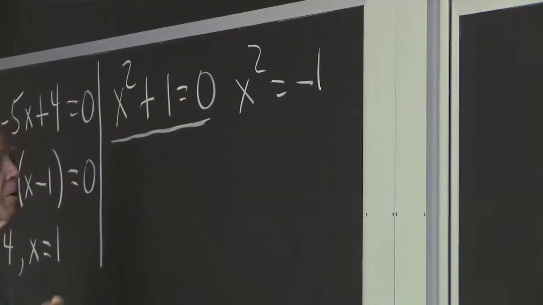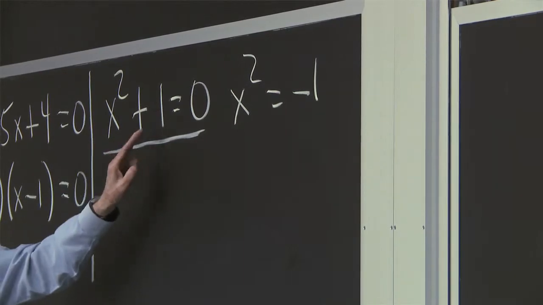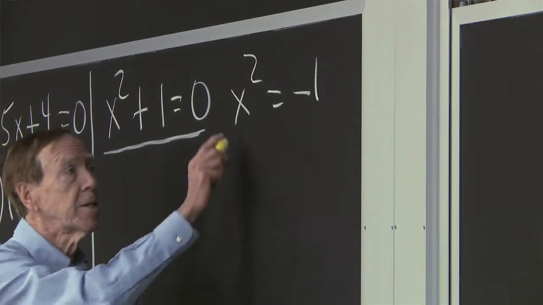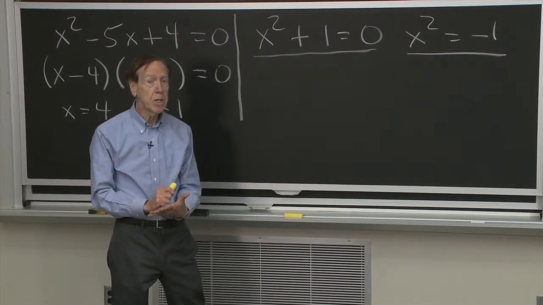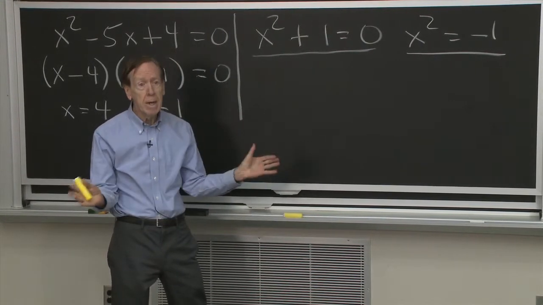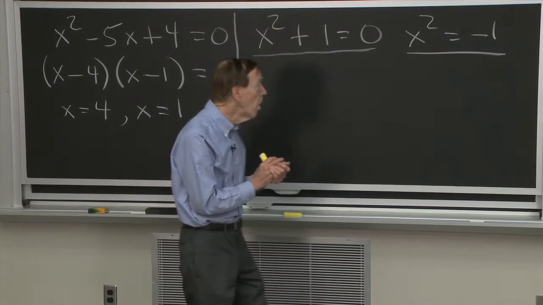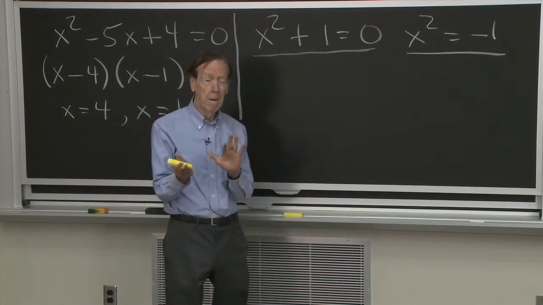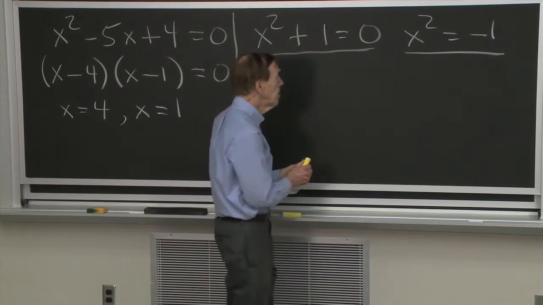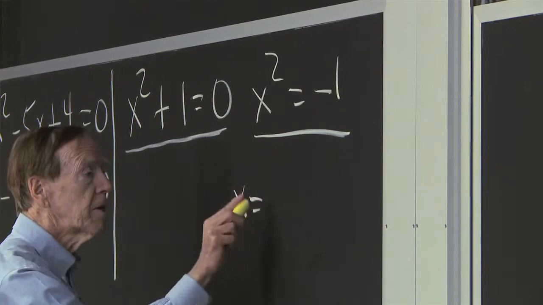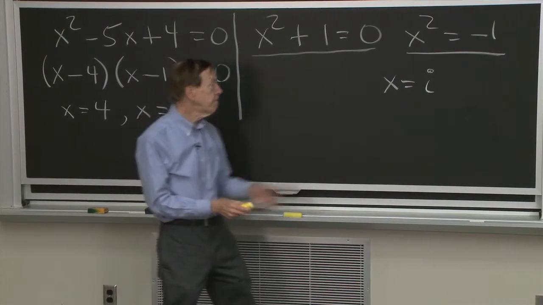Suppose this was our equation. x squared plus 1 equals 0, or if I put the 1 on the other side, x squared equals minus 1. Well, no real solutions for that. So you can either stop, which is what people did for thousands of years, or invent an imaginary number that solves that equation. So that number is called i. i for imaginary, I guess.